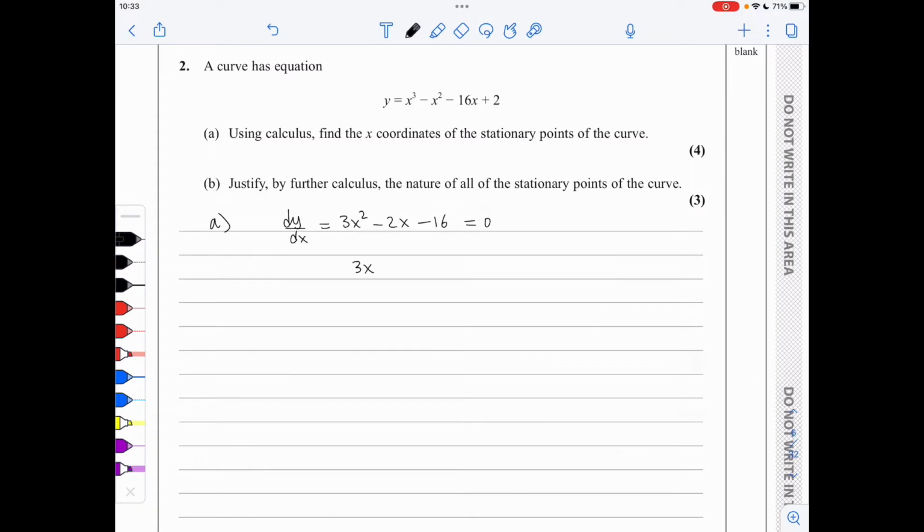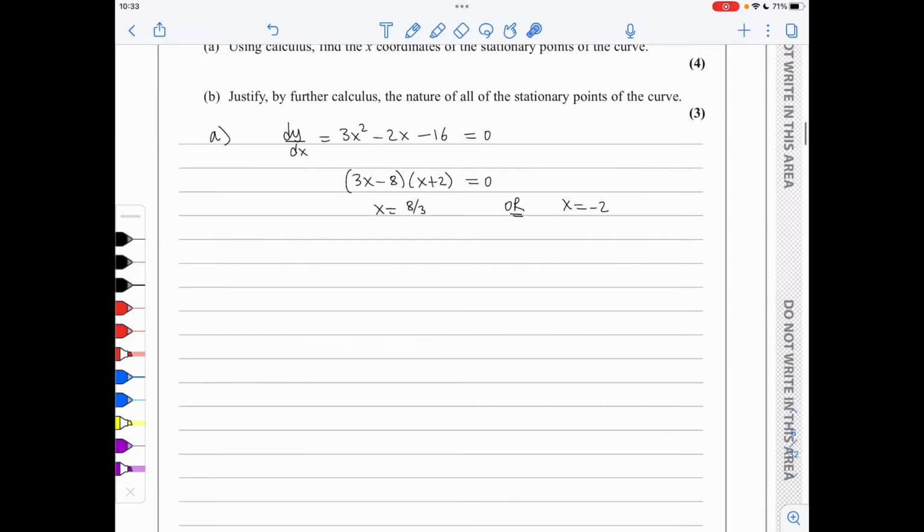This factorizes into (3x minus 8)(x plus 2). And therefore, we've got the 2 points, x is 8 over 3, or x is -2. And these are the x coordinates of the stationary points. In B, we need to justify by further calculus the nature of the stationary points.